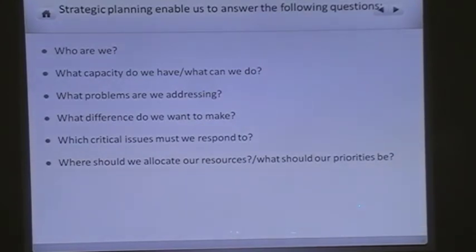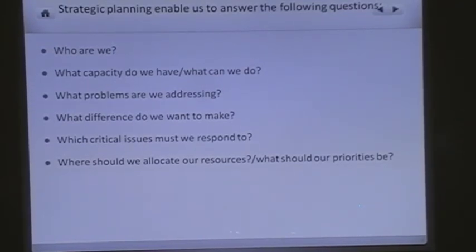Now, when an organization looks at strategic planning, there are a few basic questions that you need to answer when you start looking at this. One of the key things that comes to you is, who are we? Where are you as a company with respect to your competitors? What capacity do we have? What can we do? So, for example, Starbucks.